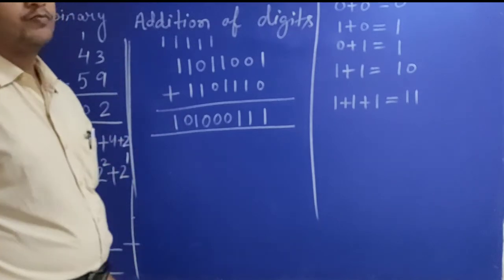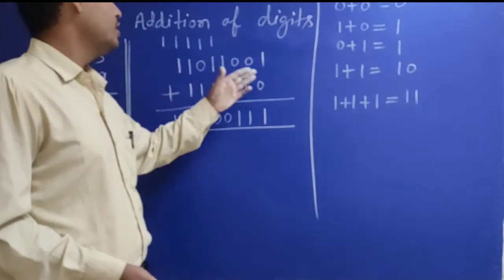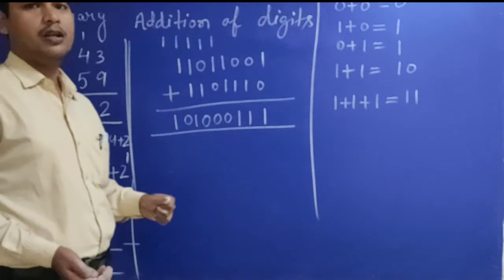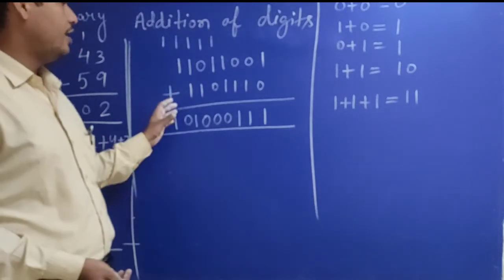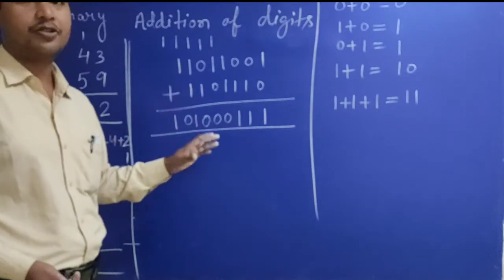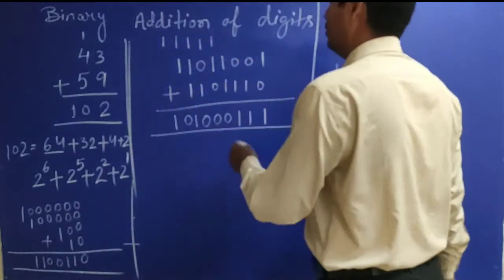That is it. Now we can cross check it. How? By converting these numbers into decimal numbers, and then we can find out whether this addition is correct or not. Okay? So let's see here.